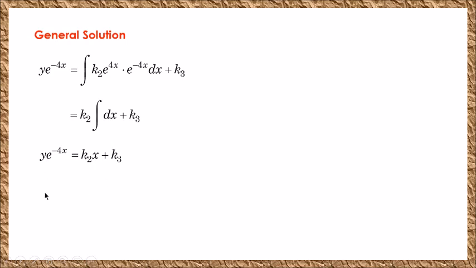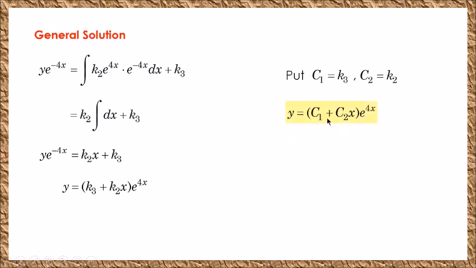Multiply each side by e to the negative 4x. So we have k sub 3 plus k sub 2 x multiplied to e to the 4x, and that is equal to y. So this is the general solution. But let us express this so that the arbitrary constants are c sub 1 and c sub 2. So k3 is c1 and k2 is c sub 2. So we get (c sub 1 plus c sub 2 x) multiplied to e to the 4x, or you can have it c1 e to the 4x plus c sub 2 x e to the 4x. You can expand the right side.